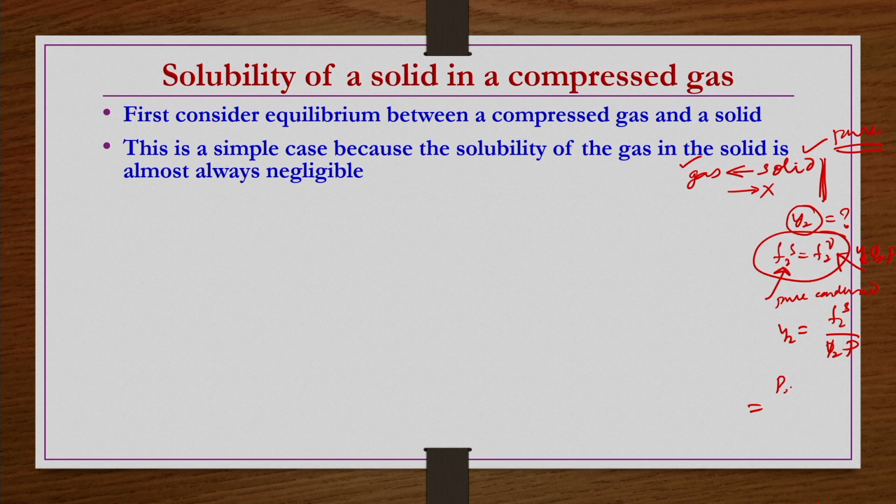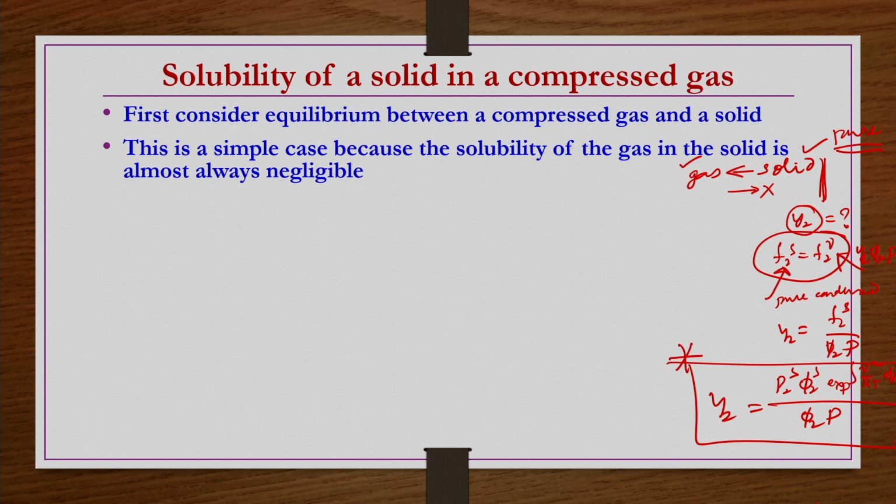F2S is nothing but P2S phi 2S exponential of the integral V C by RT dP, this we know, and then divided by phi 2P. So, Y2 you can calculate this way. Basically this is what we are going to derive now, and see in detail how to do these calculations step by step.